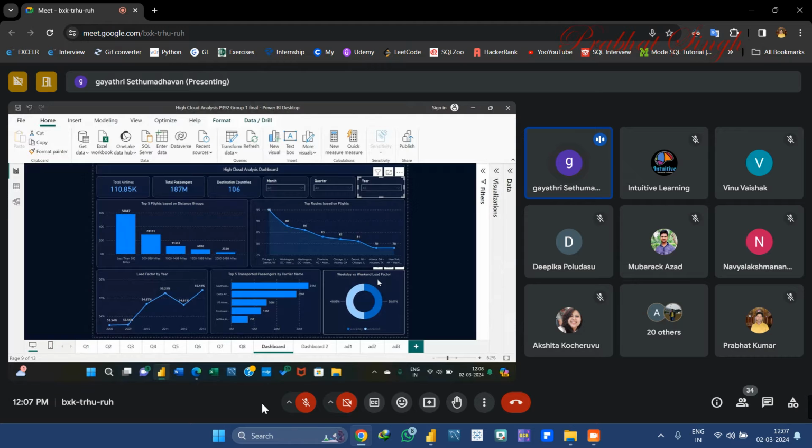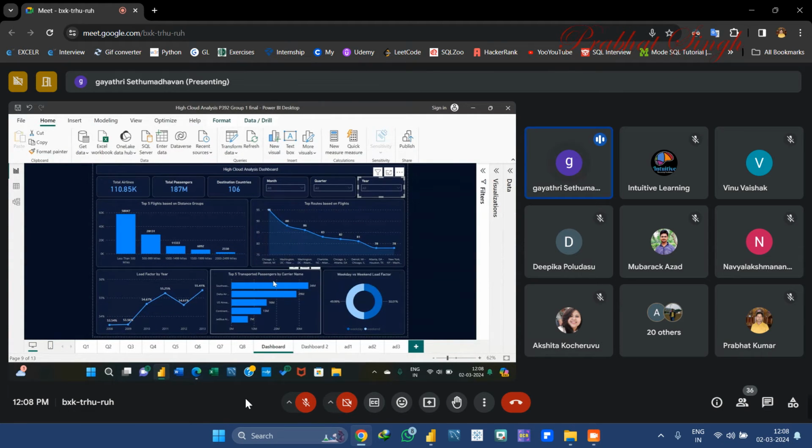So, coming to the weekday versus weekend load factor, we have a higher load factor on the weekdays compared to weekends. Here, the strategy can be adjusting the flight schedule so that it offers more flights during the peak demands, that is on the weekdays, and potentially reduce or consolidate the flights during the lower demands, that is on the weekends.